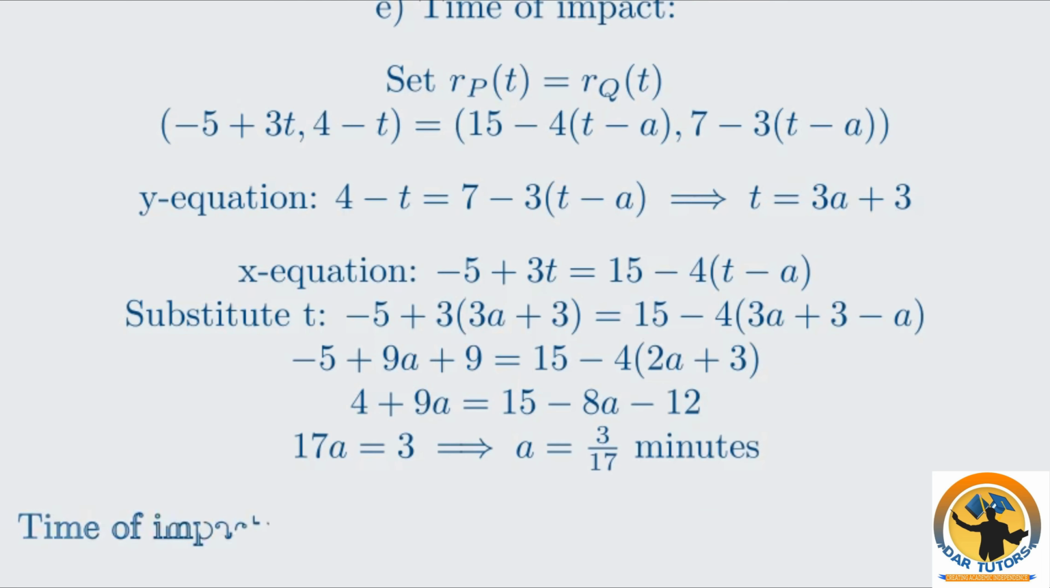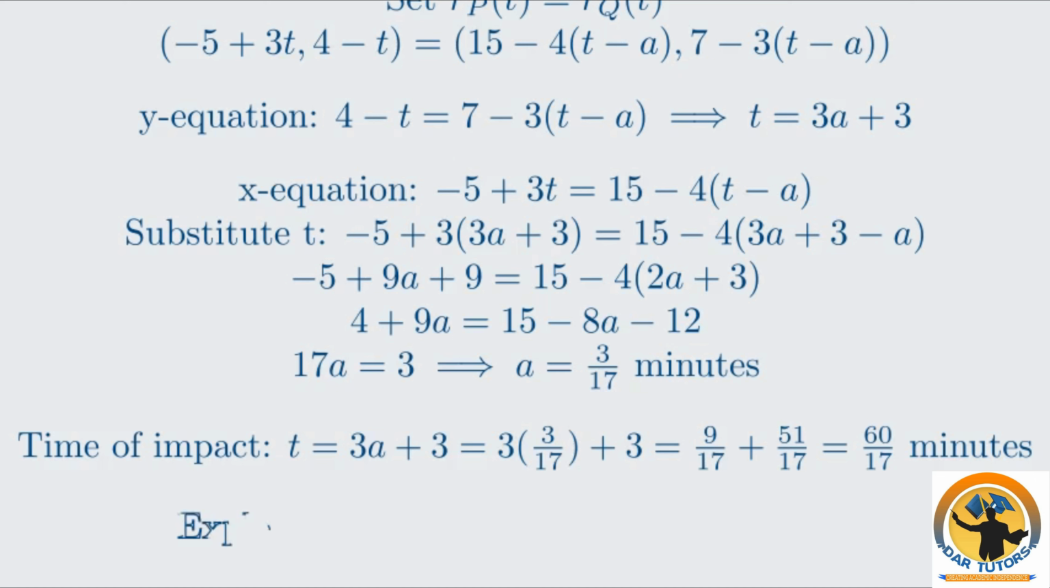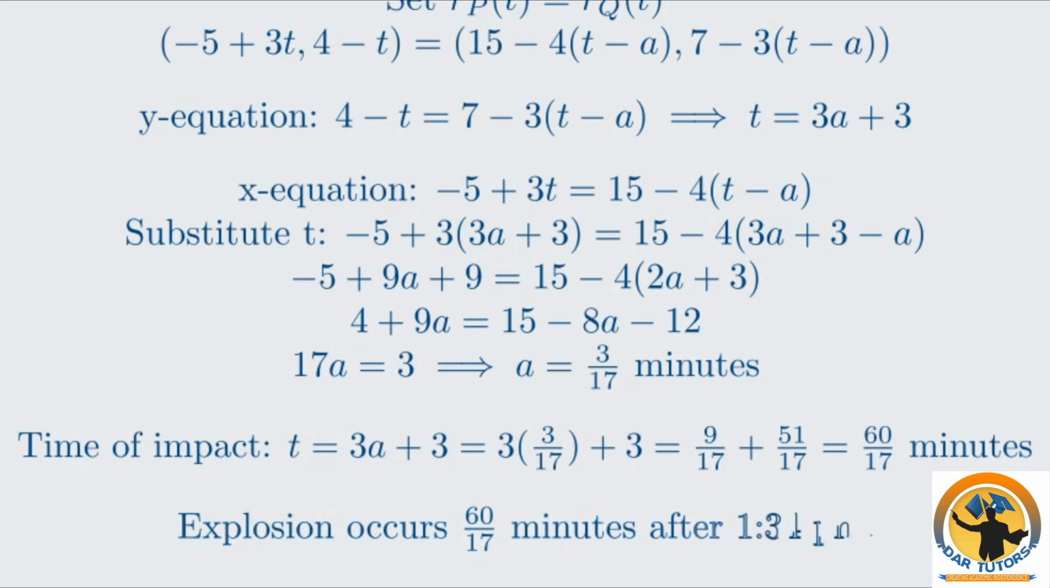Now we find the time of impact by substituting a equals 3/17 back into our equation for t. This gives us t equals 60/17 minutes. The explosion occurs 60/17 minutes after 1:34 p.m. This problem is a great example of how to handle time delays and solve systems of equations to find collision points. It combines several of the concepts we've covered.